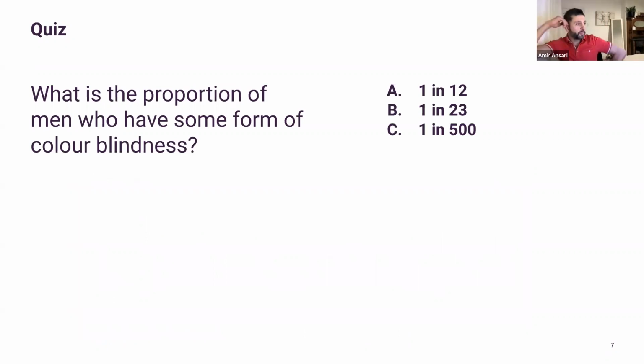All right. What is the proportion of men who have some form of color blindness? Is it 1 in 12? Is it 1 in 23? Or is it 1 in 500? I'm going to ask Adina. I don't actually know at all. Best guess. A. Okay. Vlad? You can play along. I think it's an A. Yeah, I think it's quite high.